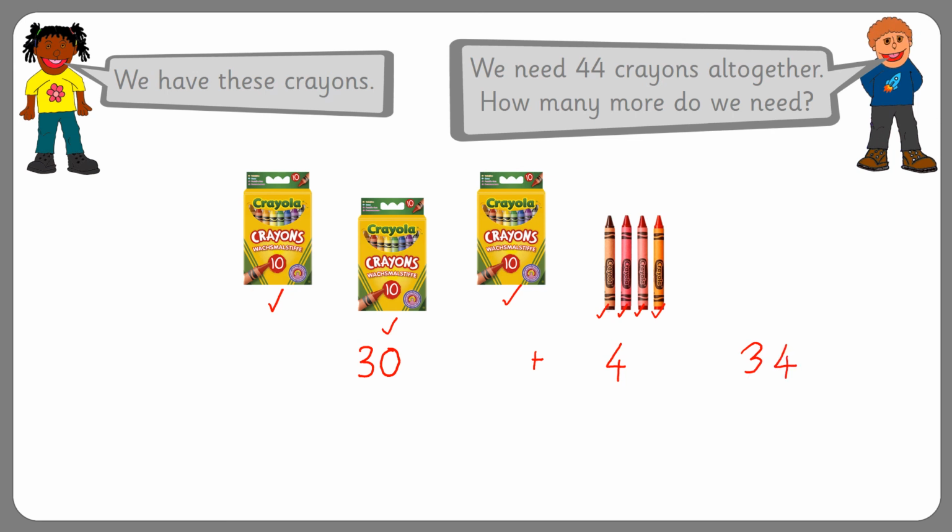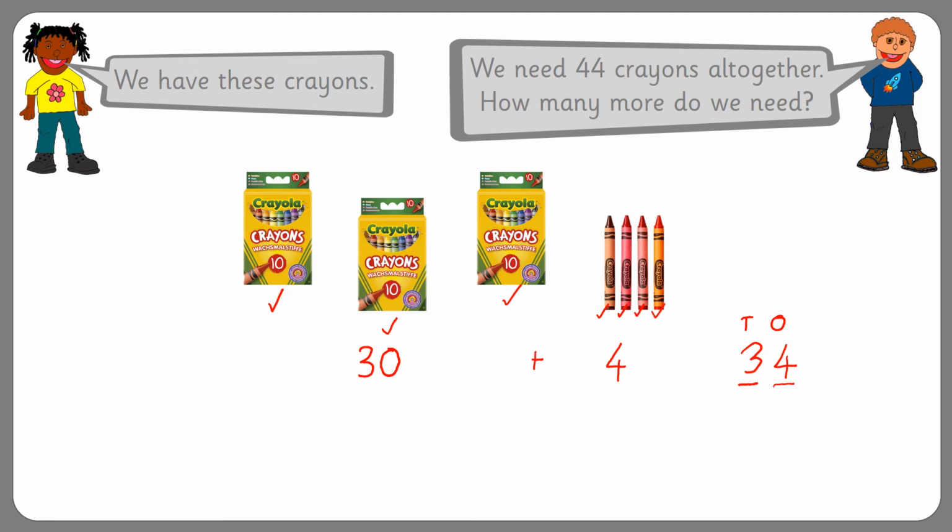Now, Wilf was saying we need 44 crayons altogether. How many more do we need? Well, if we look at our number 34, we have got 3 10s and 4 1s. So if they need 44 crayons, we don't need to change our 1s. We've already got 4 1s, but we do need to change our 10s. We've only got 3 lots of 10 and we need 4 lots of 10.